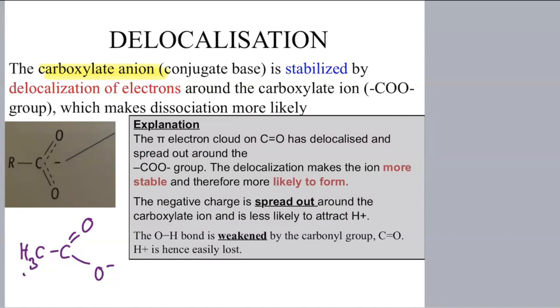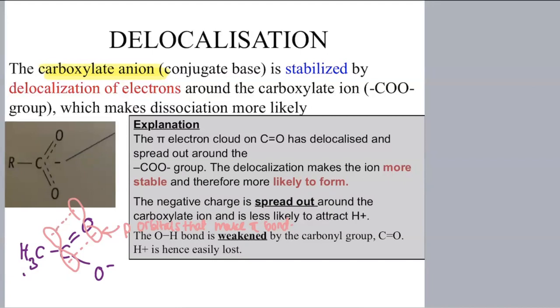The p orbital is perpendicular to the molecule. So these are the p orbitals that make up your pi bond. Sorry, there's no space, so that's why I write it there. The overlap of the p orbitals makes the pi bond between the C double bond O.